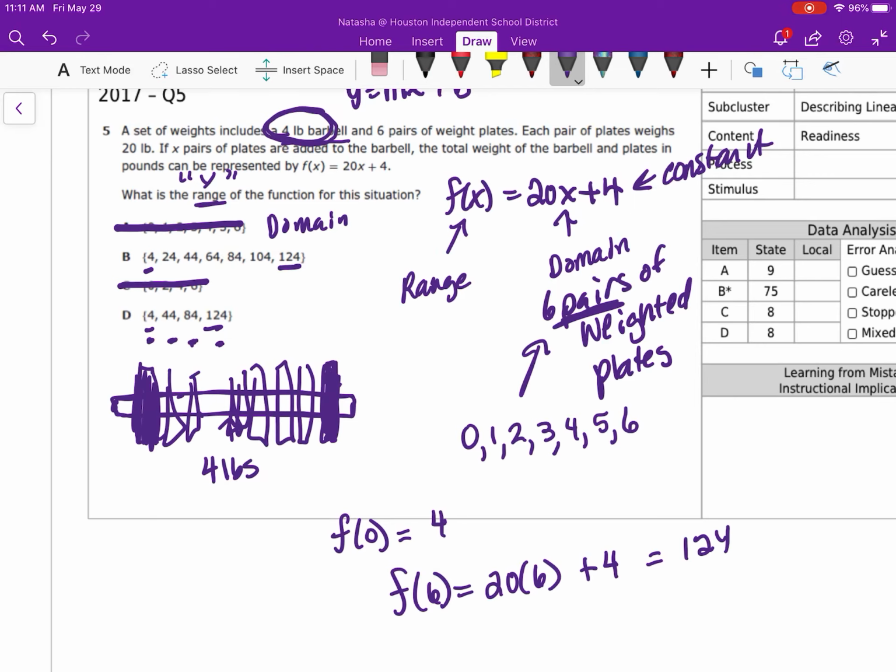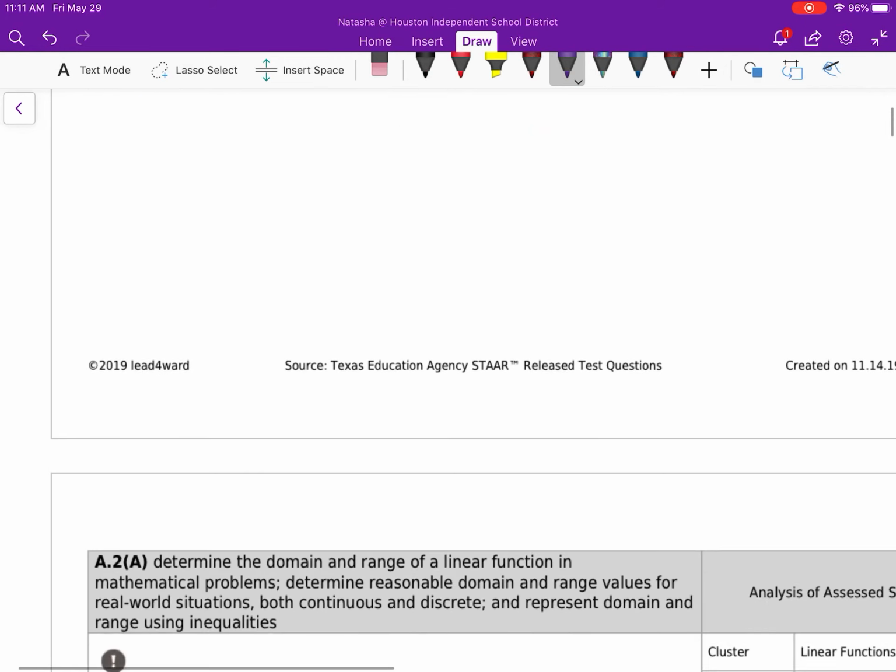You have 6 inputs. So without even doing any further calculation, I can eliminate D because this only has 4 inputs. B has 6 inputs. It has 4 as the output for the input of 0. 24 is the output for the input of 1. 44 is the output for the input of 2. 64 is the output for the input of 3, and so on and so on. Okay? So that's why B is our answer choice.